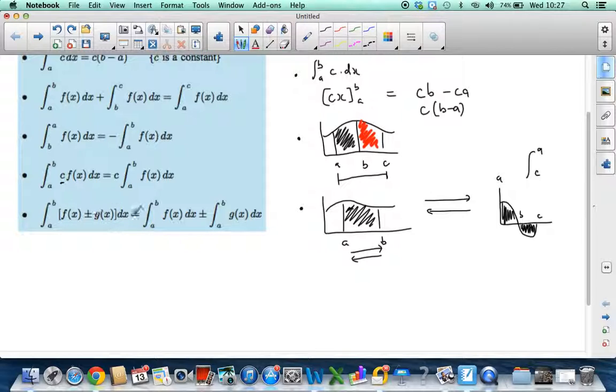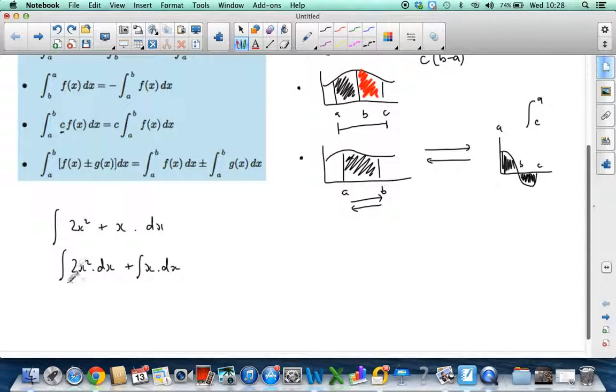Last but not least, this last one is a really important one. It's basically saying that if I have two functions, so I have the integral, let's say of 2x squared plus x dx, I can actually split that into the integral of 2x squared dx plus the integral of x on its own. So then these become two singular integral functions, and you should be able to work it out, no problems.